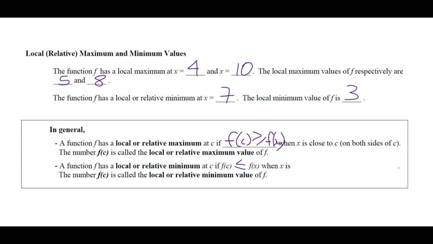And then here we're just going to throw in less than or equal to, so a local or relative minimum, when f of c is less than or equal to f of x.